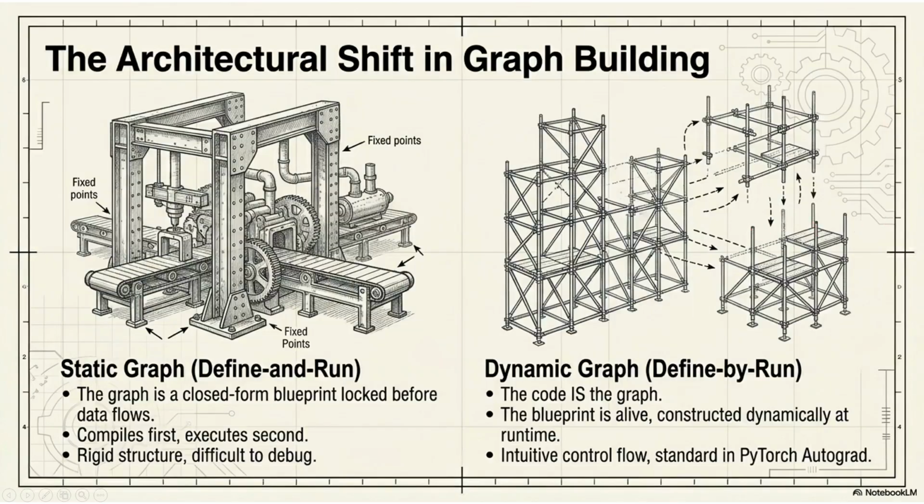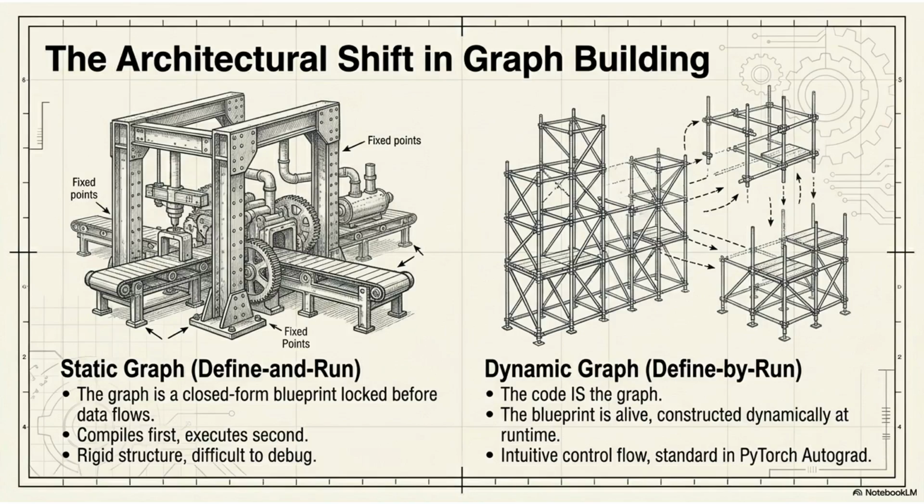So, the architectural shift in graph building. Historically, building these graphs involved a define-and-run static approach. Like, think of an old factory assembly line. The blueprint was locked, compiled first, and executed second. It was rigid and very difficult to debug.